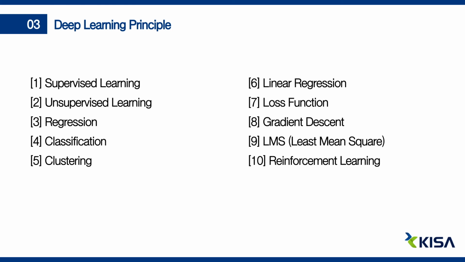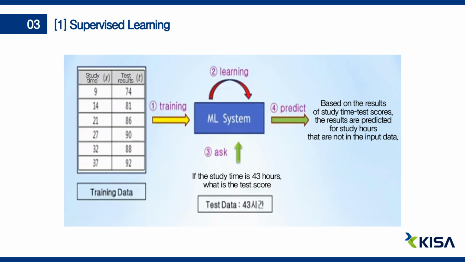and reinforcement learning. Supervised learning is the machine learning task of learning a function that maps an input to an output based on training input-output pairs. It infers a function from labeled training data consisting of a set of training examples. In supervised learning, each example is a pair consisting of an input object, typically a vector, and a desired output value, also called a supervisory signal. A supervised learning algorithm analyzes the training data and produces an inferred function, which can be used for mapping new examples.